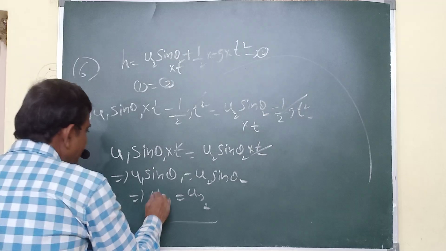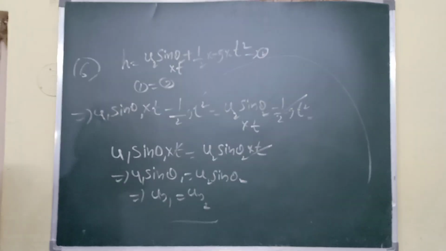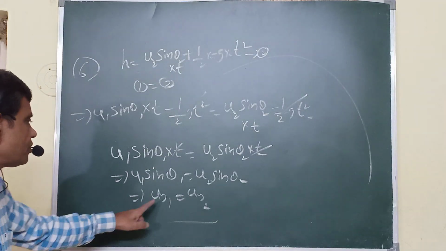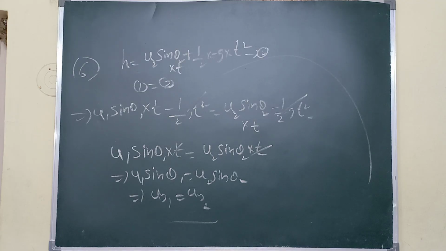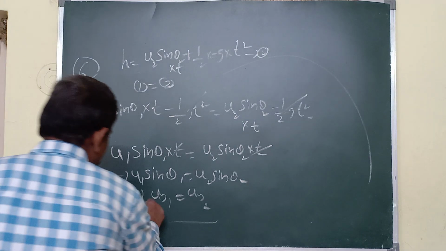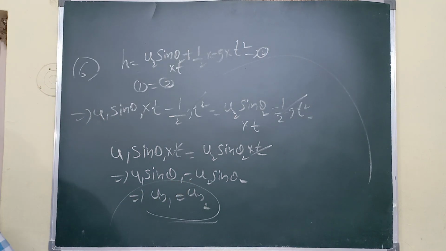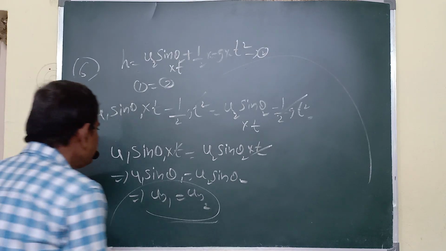This means the vertical component of the first one equals the vertical component of the second one. Why am I taking uv1? Because up to that height the velocity is constant. These two velocities must be equal. So the vertical components, up to the colliding height, must be equal. This is the condition we are applying in that case. That is one condition. Again, another condition. What is the other condition?